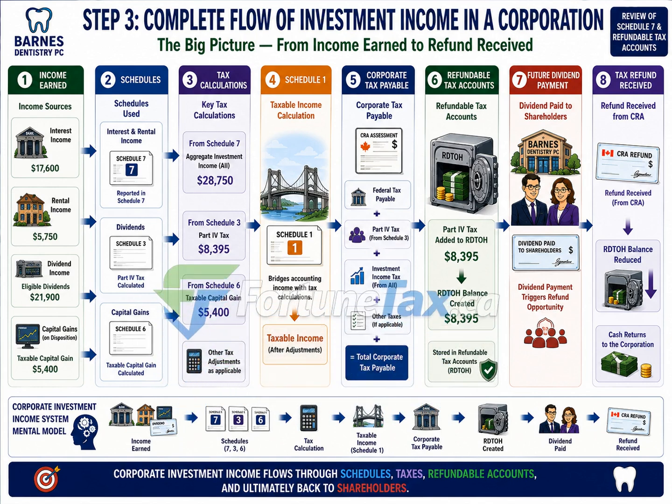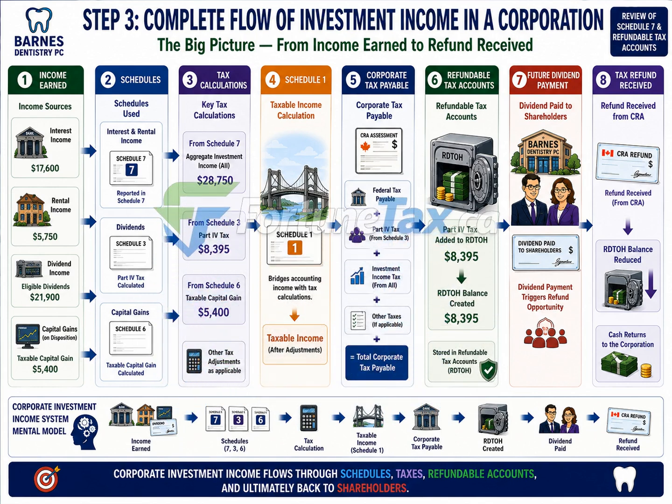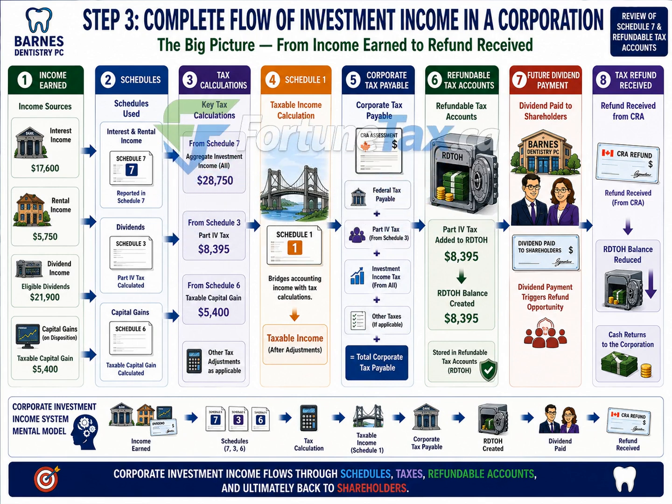Notice the final message at the bottom of the slide. Corporate investment income flows through schedules, taxes, refundable accounts, and ultimately back to shareholders. That sentence summarizes everything we've learned in sections 5 through 11.